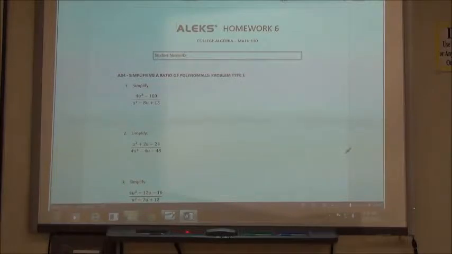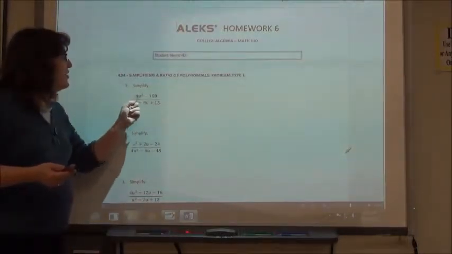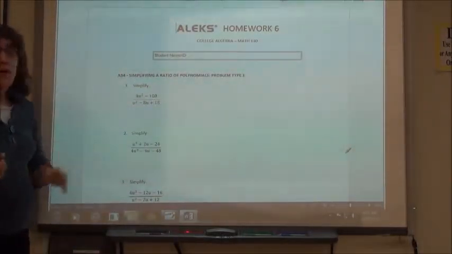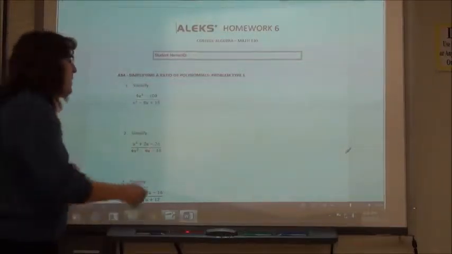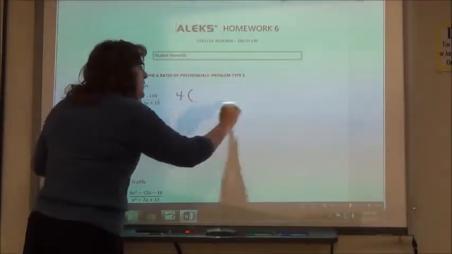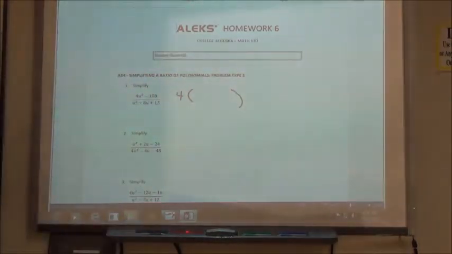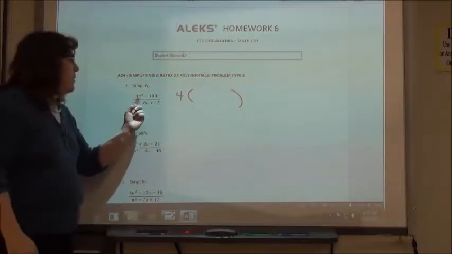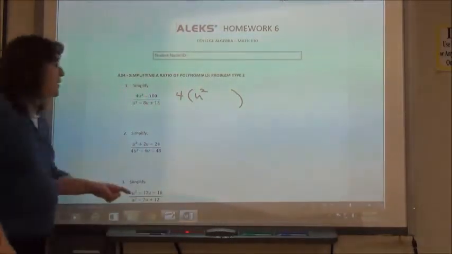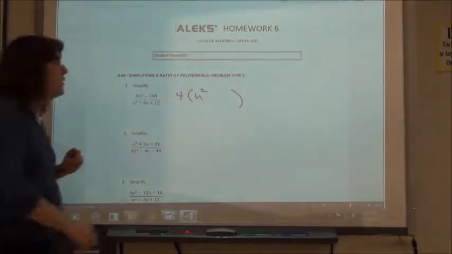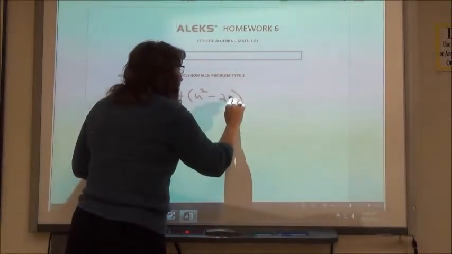So if I look at the top part of this first one, first thing I want to look for is there a greatest common factor, something I can divide out of all the terms so that my numbers aren't so big. In this case, I can divide both of these by 4. So I'm going to take the 4 out first to reduce it down a little bit so that my other factoring is a little easier. If I divide 4 out of that first term, it's going to leave me just the u squared. If I divide 100 by 4, it's going to leave me 25.